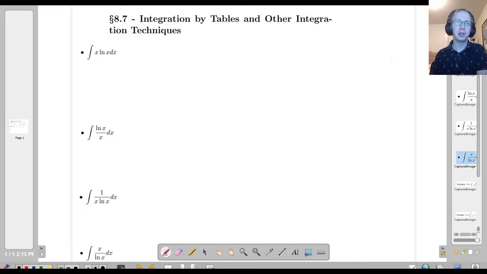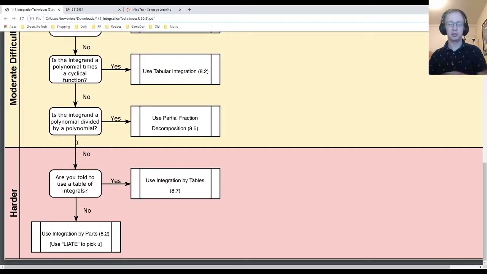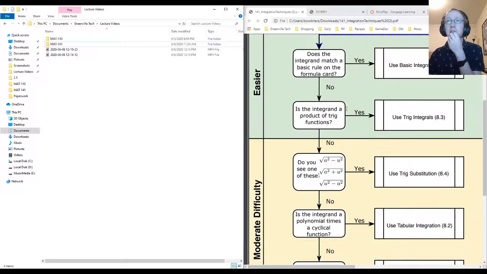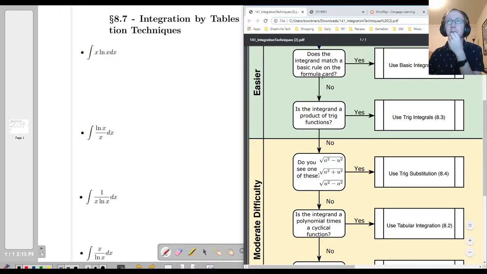And I want you to notice that all four of these examples look really similar. They involve x, ln x, and dx in some sort of different order, but each of these is going to have a very different method. So looking at x ln x, I just want to go down my chart and see what I can use. So let's see. If I'm going to start with anything on the formula card, do I see anything on the formula card that matches it? No, not really.